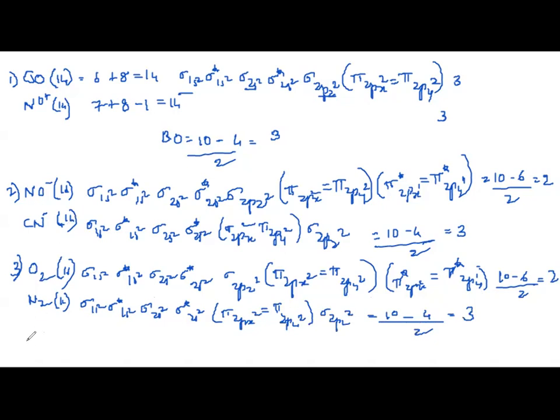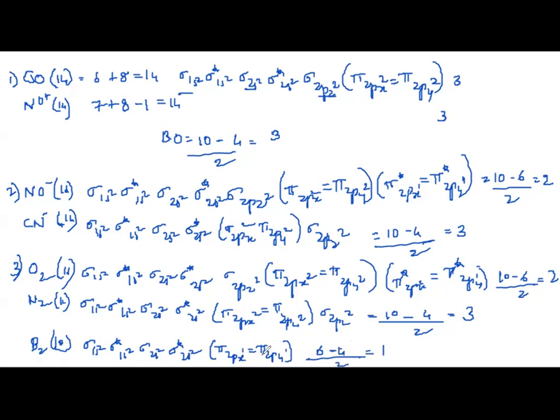Last option is O2 and B2. So O2 is already there. Boron: atomic number 5, so 10 electrons. Sigma 1s2, sigma star 1s2, sigma 2s2, sigma star 2s2, then pi 2px equal to pi 2py. Let us see, 2, 4, 6, 8, 10. Correct? So this is the configuration. Bonding electrons 2, 4, 6 minus antibonding 4 by 2. So 2 by 2, 1. Bond order is 1. Correct?